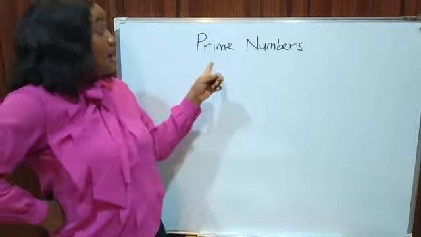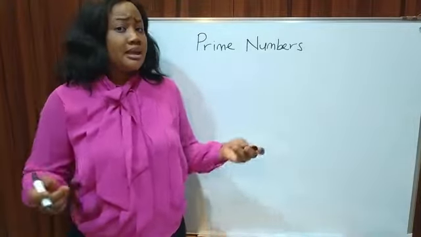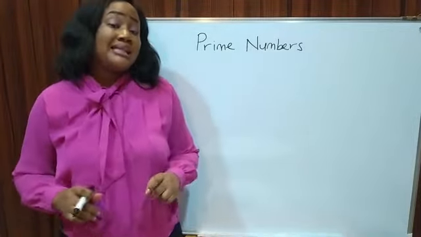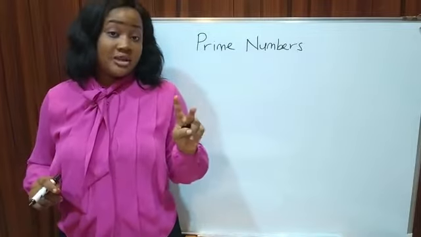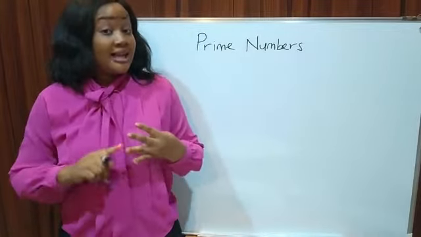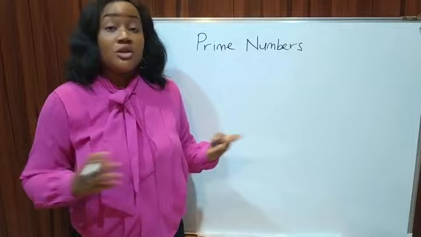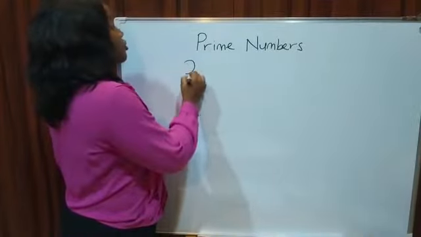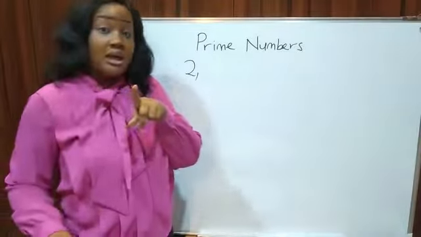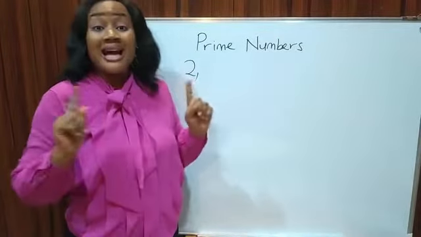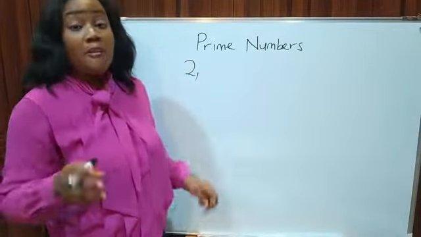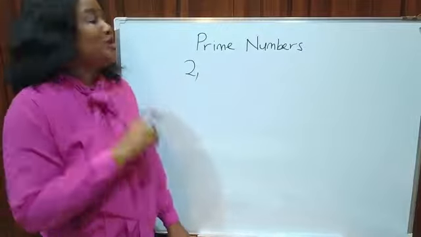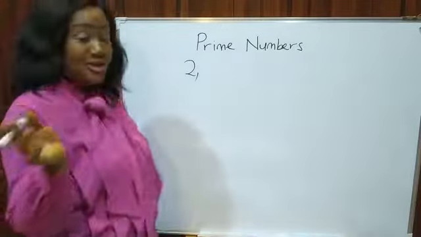Prime numbers. We'll talk about prime numbers now. So what's a prime number? A prime number is that number that has just 2 factors, 1 and the number itself. So examples of prime numbers are 2. Mind you, 1 isn't a prime number because 1 has just one factor, and it's 1. A prime number should have 2 factors.